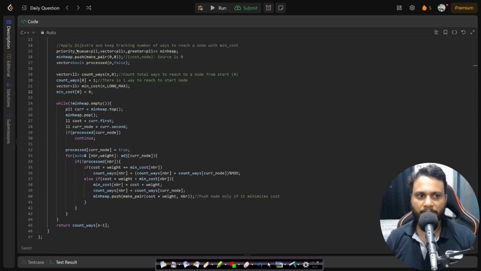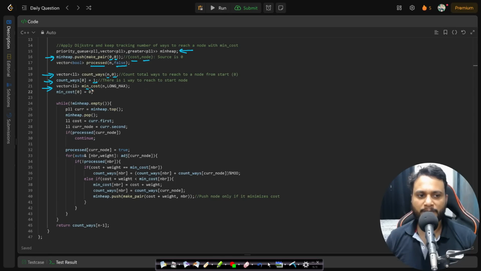So in the Dijkstra algorithm, we will be taking a min heap, and we will be pushing the start node with the cost. So start node is 0 and the source is having 0 cost. So cost comma node is pushed. We will be taking a processed array, boolean type, with all the false values, and we will also initialize count ways of n size with 0, and count ways at the start node will be 1, because it is always possible to reach the start node in one way.